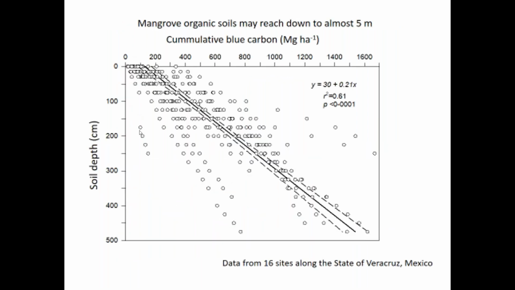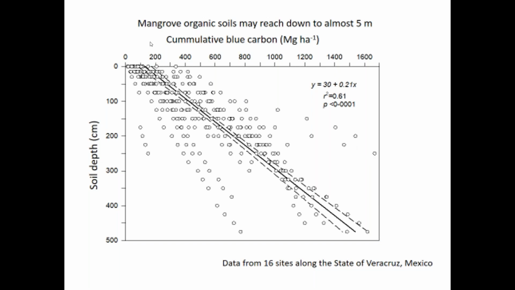This is a show of all the 16 sites that I showed you in the first slide, and it shows the way the organic carbon is accumulating. The slope can be very slight, or there can be a very high slope. Normally, if the slope is very high, then we will have a cumulative blue carbon that is relatively low, and the ones that have the highest are the ones where the slope decreases slightly.